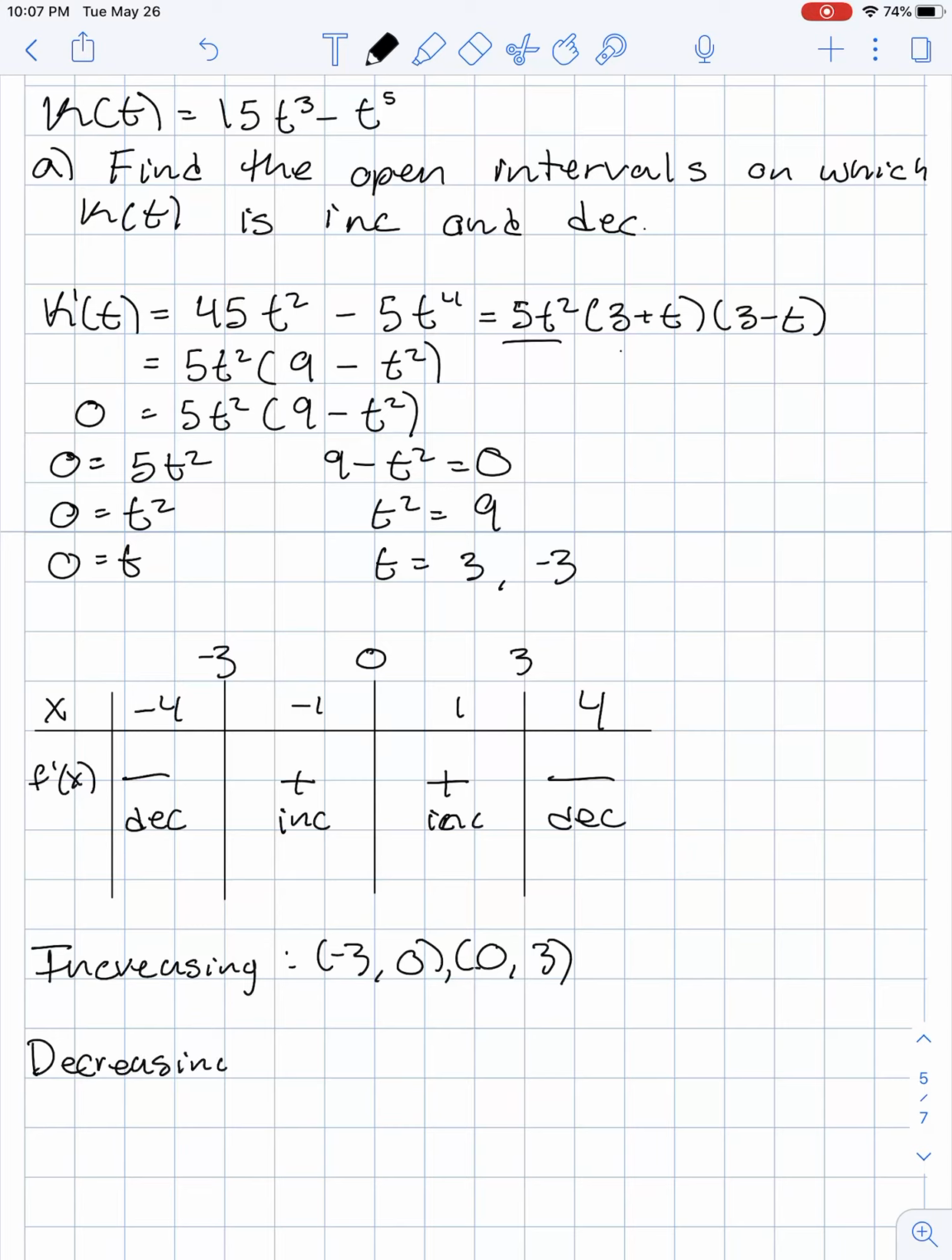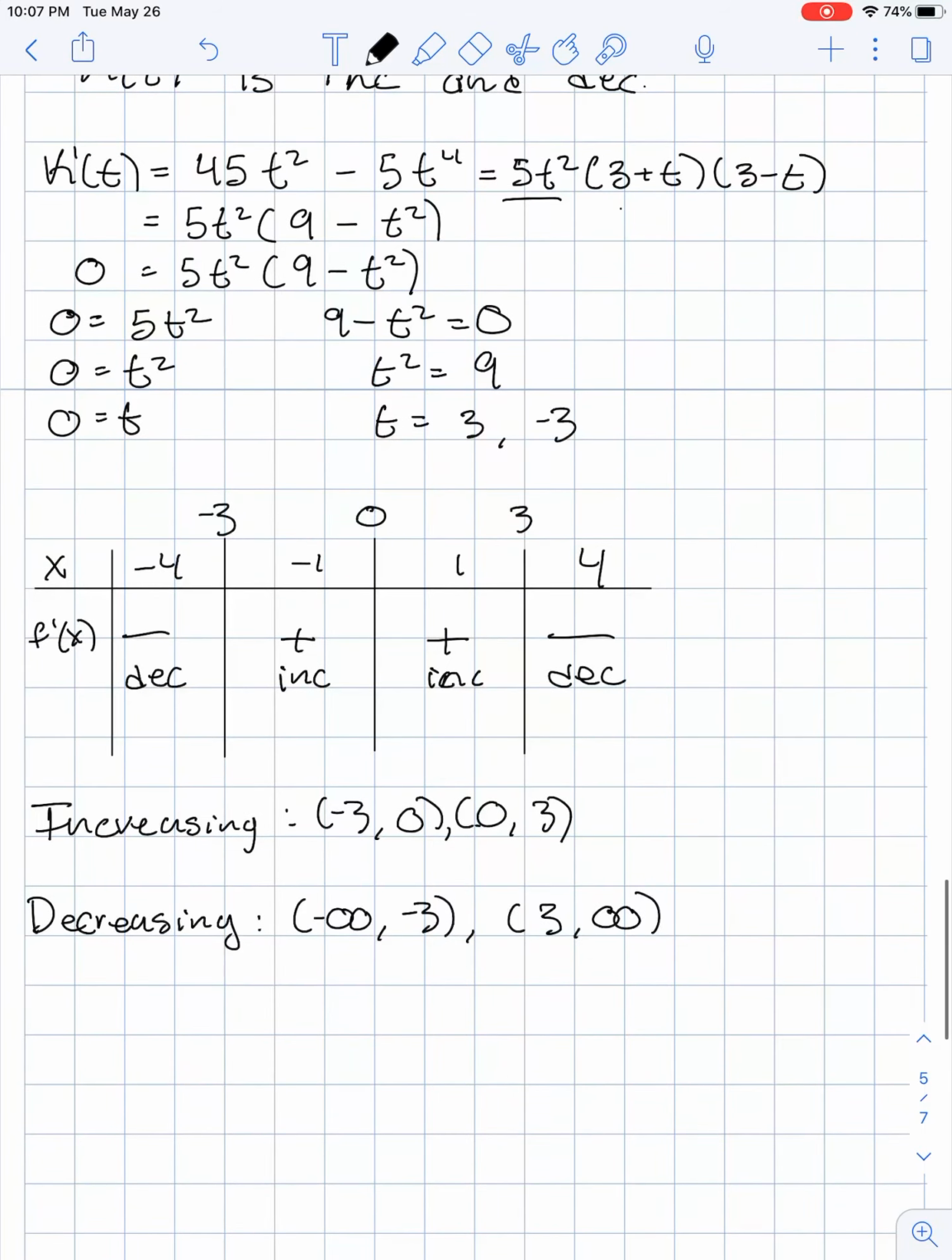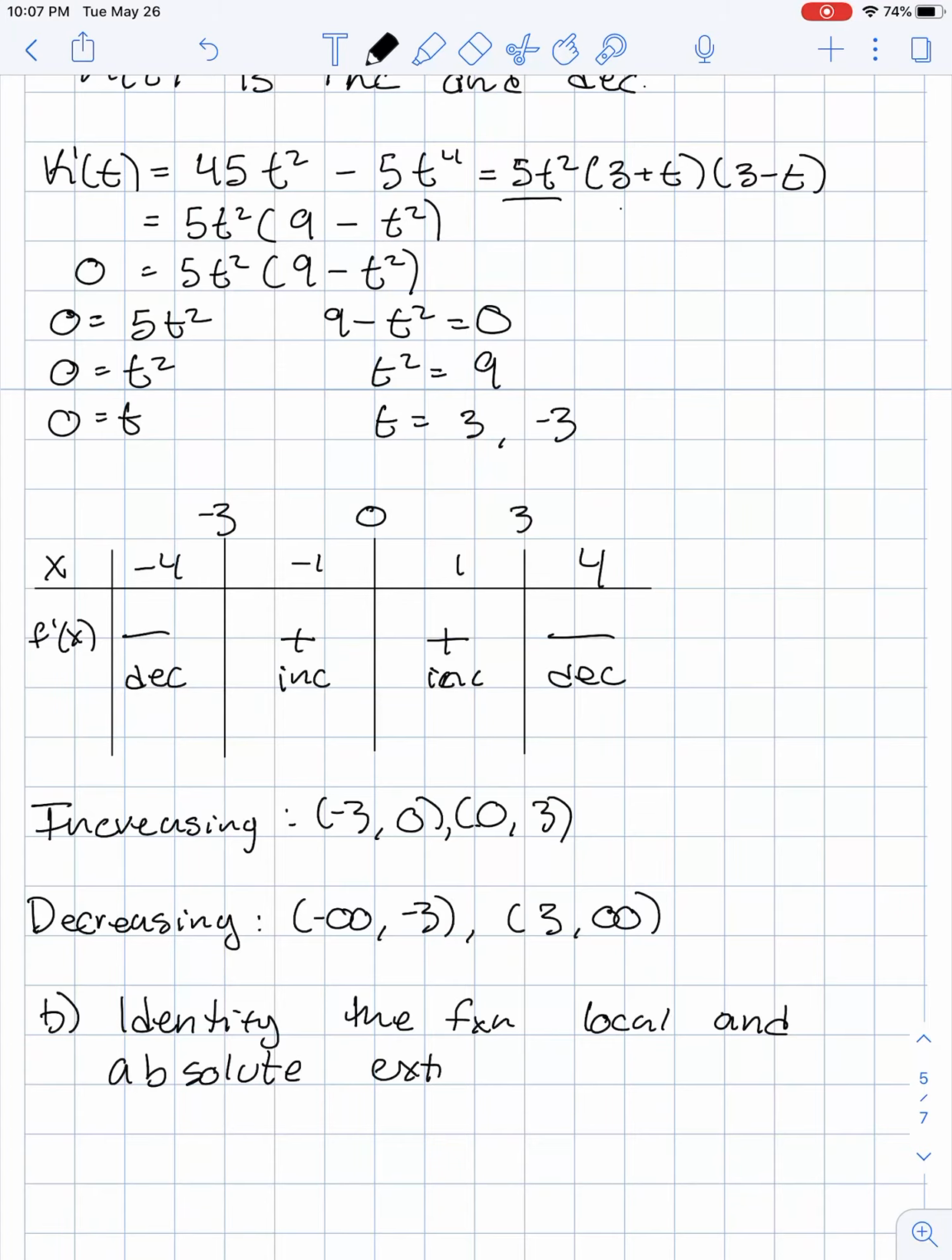So then we're going to be decreasing from negative infinity to negative 3 and from 3 to infinity. All right. So then part B asked to identify the function's local and absolute extrema.